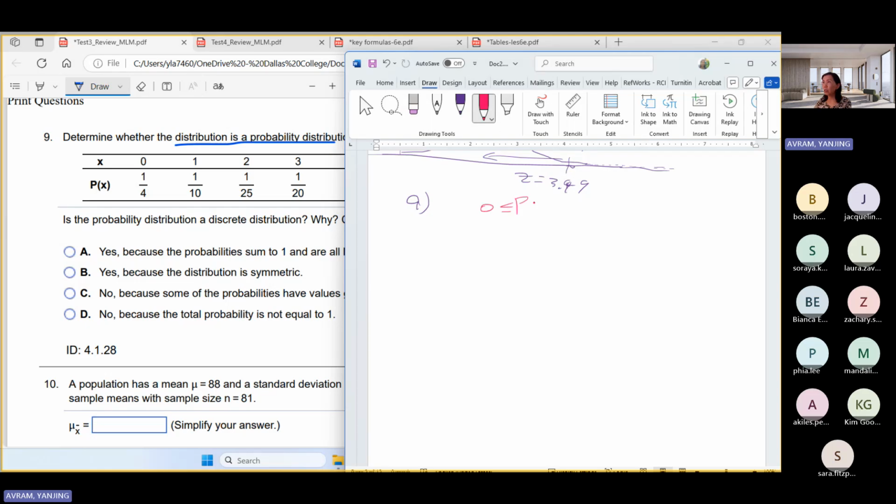Probability is always greater than or equal to 0 and less than or equal to 1, right? A probability is always a positive number or 0, with a maximum of 1. And the sum of all these probabilities added together has to be 1, okay? So in order to be a probability distribution table, you have to meet these two conditions.